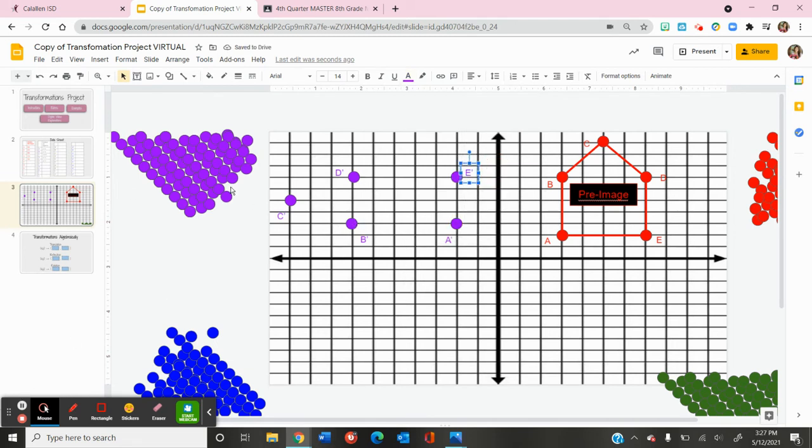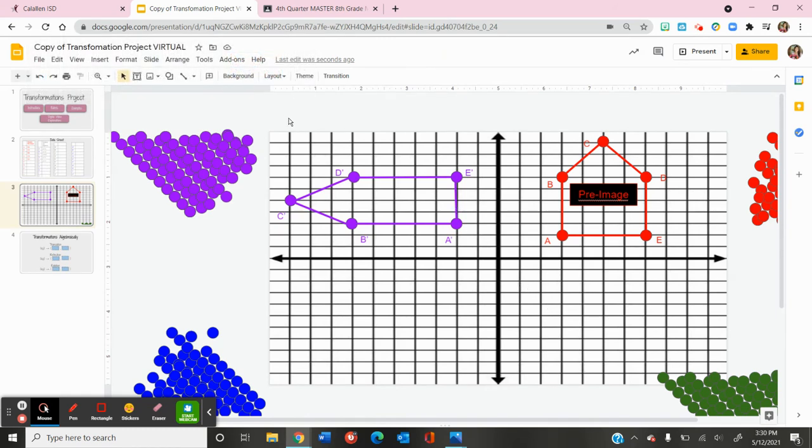Now that I've labeled all my points, I'm going to connect them with lines. I'm going to pause this, create my lines, and I will be back as soon as I've done that. Okay, now I have finished connecting my dots.